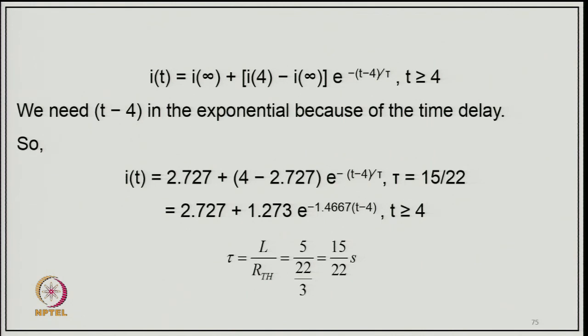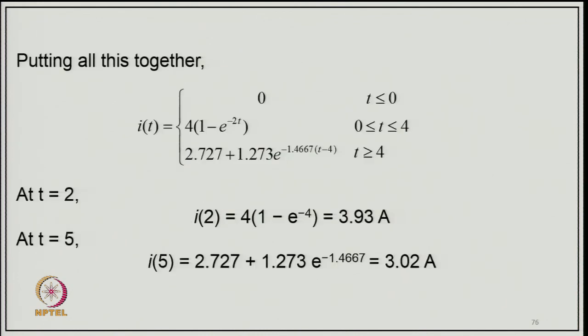And here tau equal to L upon RTH, that is 5 upon 22 by 3, that becomes 15 by 22 second. And putting together, i(t) will be equal to 0 for t less than 0, it will be 4 into 1 minus e to power minus 2t for t from 0 to 4 second, and it will be 2.727 plus 1.273 e to power minus 1.4667 (t minus 4) for t greater than 4.